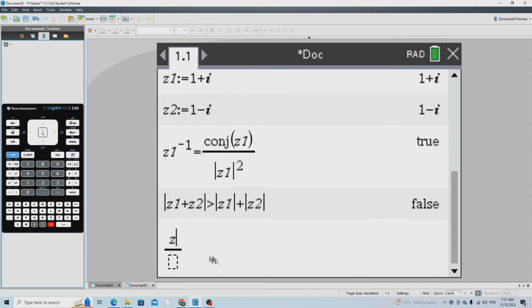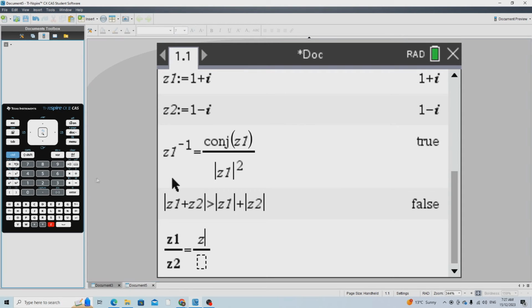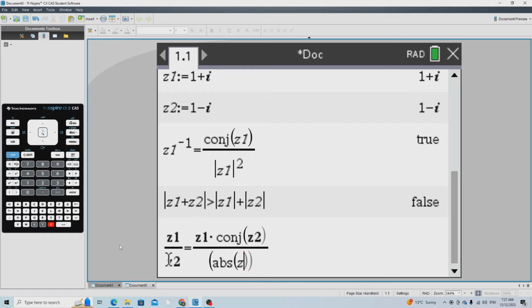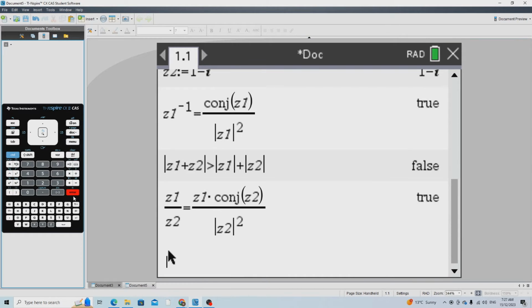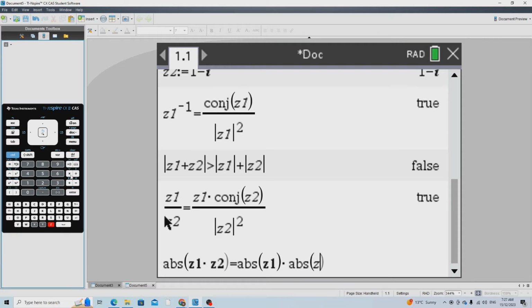So the next one is Z1 over Z2 equals Z1 times the conjugate of Z2 over the absolute value of Z2 all squared. Enter. It's also a true statement, so that's right. Let's check D. The absolute value of Z1 times Z2 is equal to the absolute value of Z1 times the absolute value of Z2.